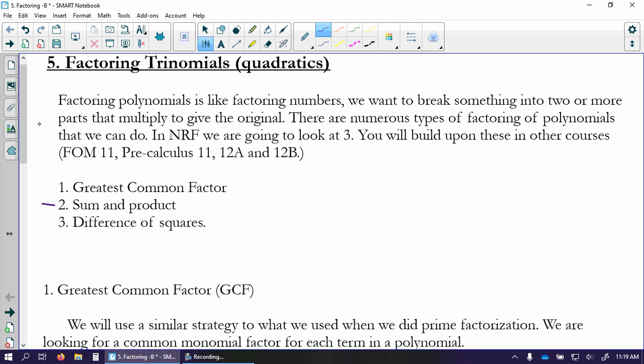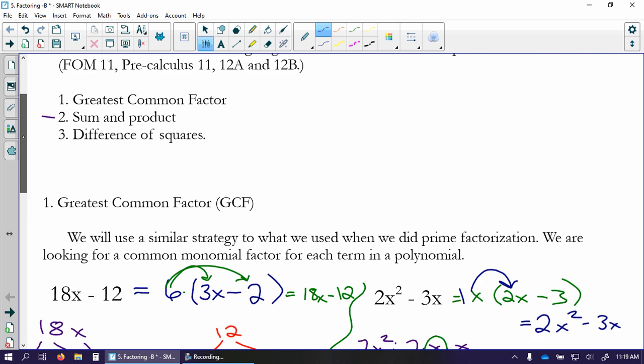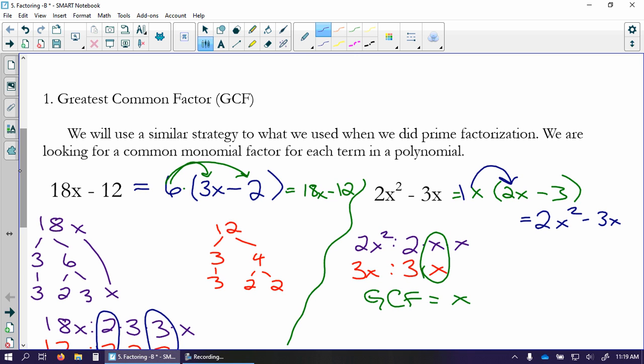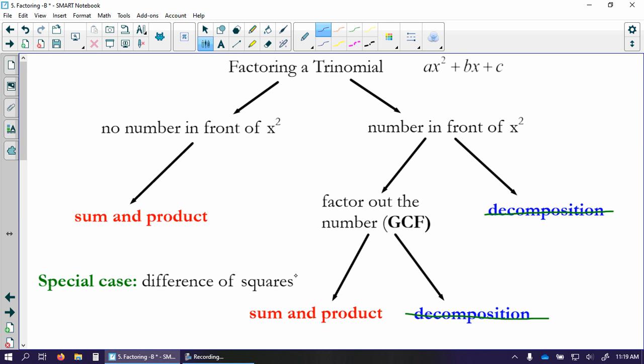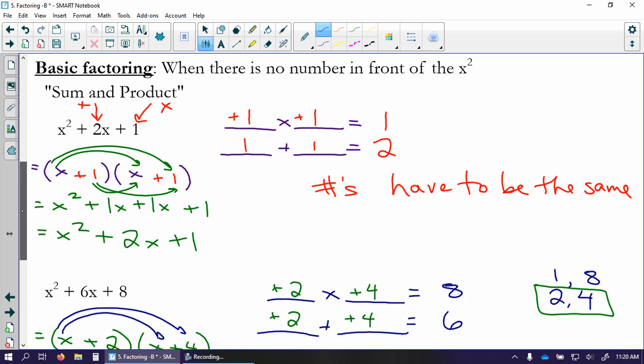It's the kind of splitting up. We did factoring numbers where we broke it into things that multiply. Back before March break, we've done greatest common factor, where we can figure out what sort of number is in both or all three terms and figure out what is left. This was our flow chart for our factoring types.